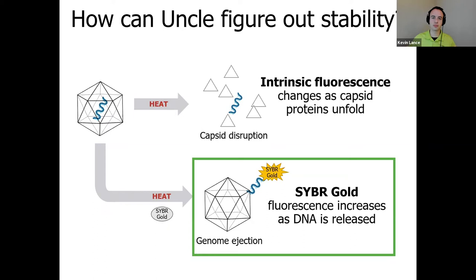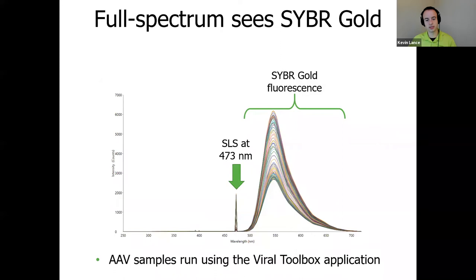The raw data, again, looks like this. In this case, we're using the blue 473 nanometer laser, again gathering SLS data from that. And we are getting SYBR Gold fluorescence behavior here between about 500 and 650 nanometers. And you can see, again, the many lines of the fluorescence data gathered by Uncle as temperature increases. And in this case, the data increases, and we're just going to measure that area under the curve.